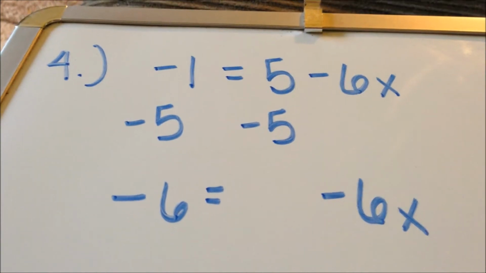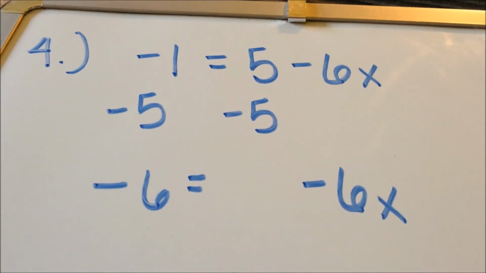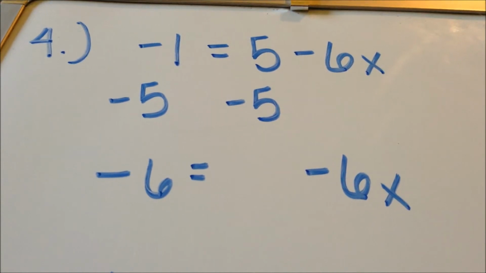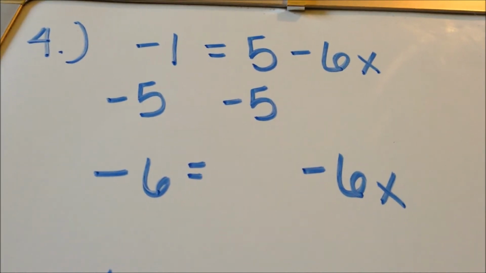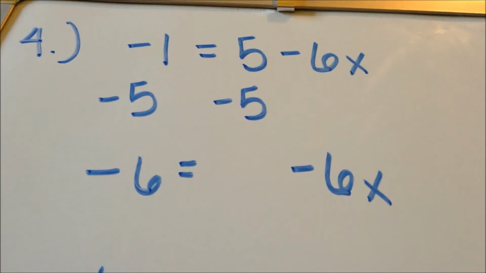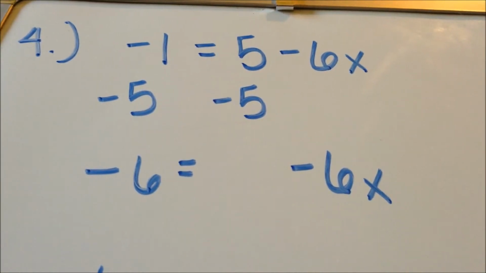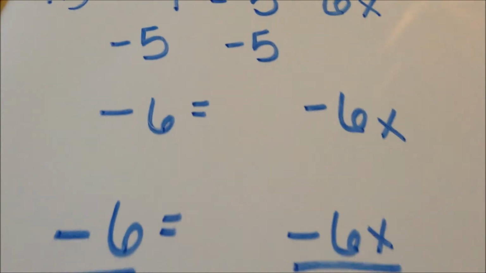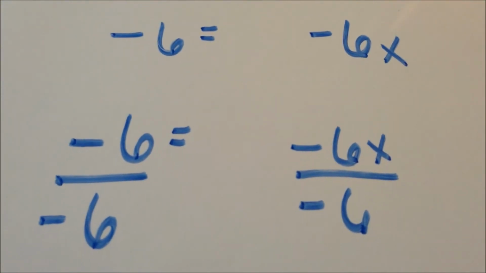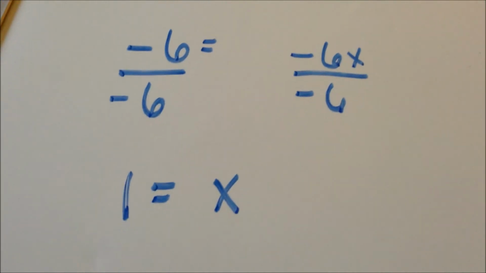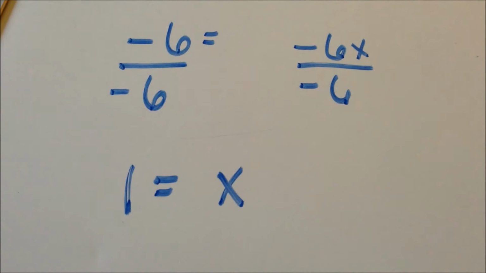Number 4, negative 1 equals 5 minus 6x. So the first thing we have to get rid of in terms of the x is the 5. Subtract 5 from both sides of the equal sign because that 5 is technically a plus or a positive 5. We end up with negative 6 equals negative 6x. Next, divide both sides of the equal sign by negative 6 to get the x by itself. Our final answer is 1, positive 1, equals x.